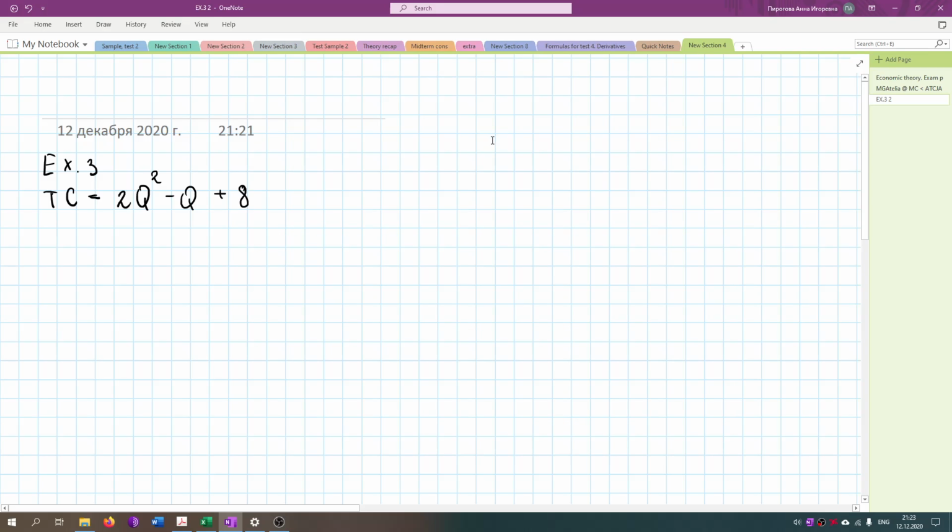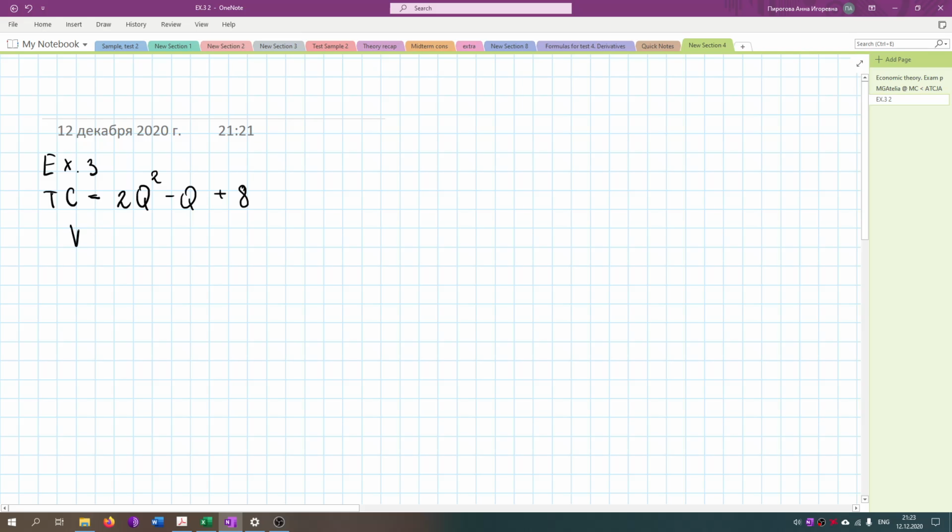So let's discuss exercise 3. We have our total cost function, which is equal to 2q squared minus q plus 8, and our task is to find the equations of different cost functions from this.